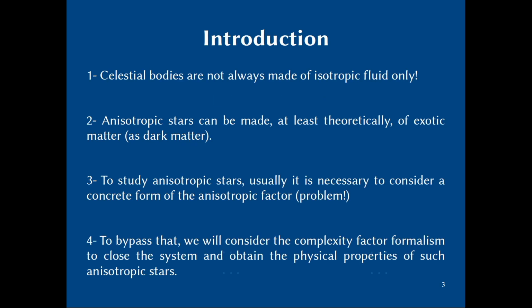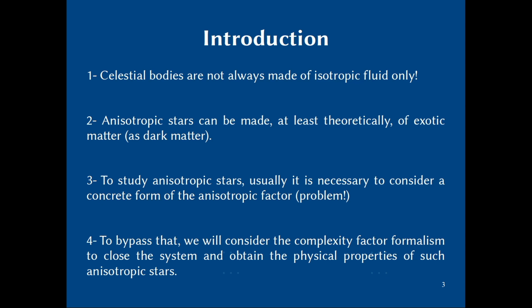Well, the introduction. We know that celestial bodies are not always made of isotropic fluids. So the idea is to try to investigate a more general situation. An anisotropic star can be made of several different materials, but one of them could theoretically be dark matter or maybe exotic matter.